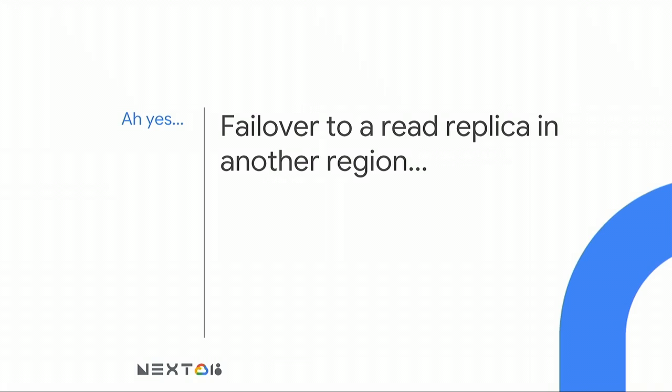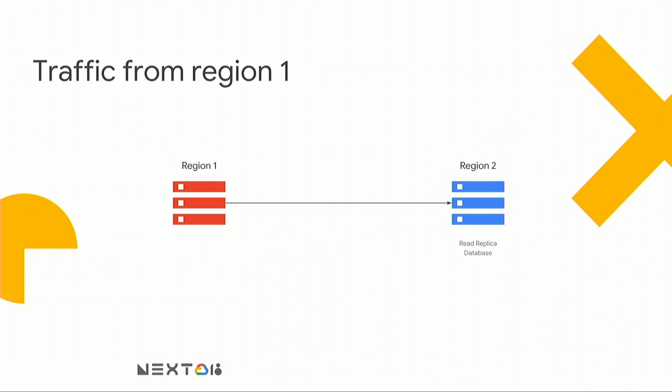OK, so we'll fail over to a read replica. We'll limp on. We'll be in read-only mode. We won't do logins. Then all the clients will stop doing logins. But users that are currently in the system, well, it's fine.